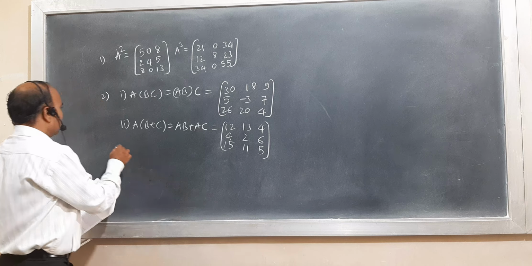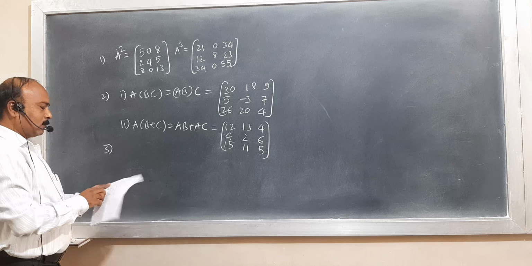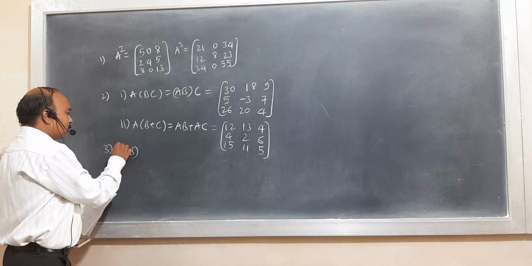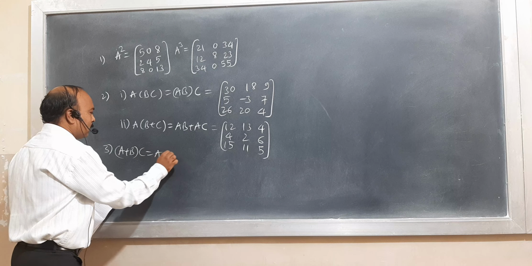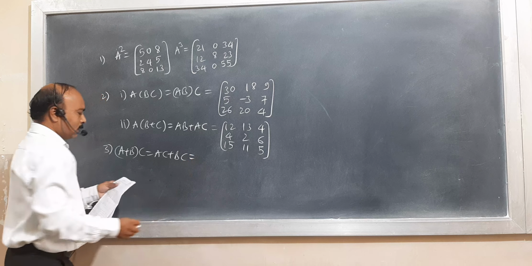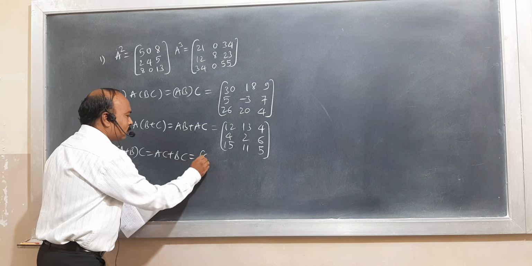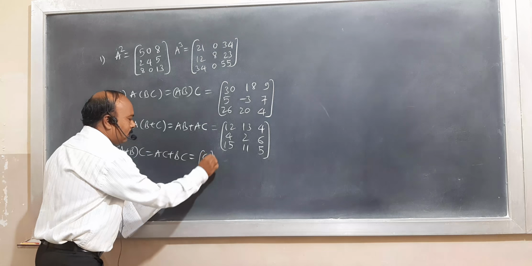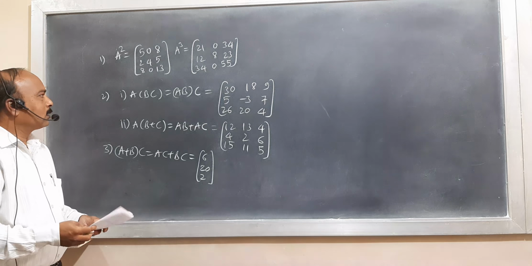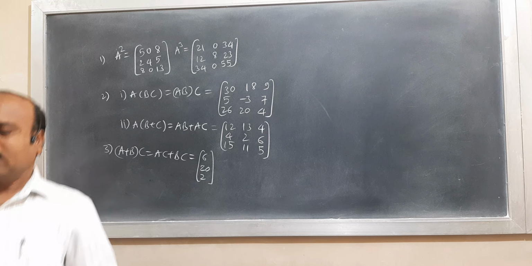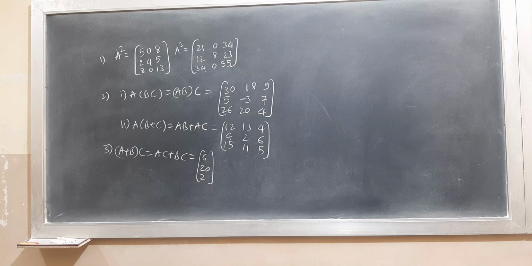And the third question you were given, that is A plus B into C equal to AC plus BC. So the answer for this is 6, 2, 2. It is a column matrix. Verify these answers with your assignment work. These are the answers to the last given assignment.